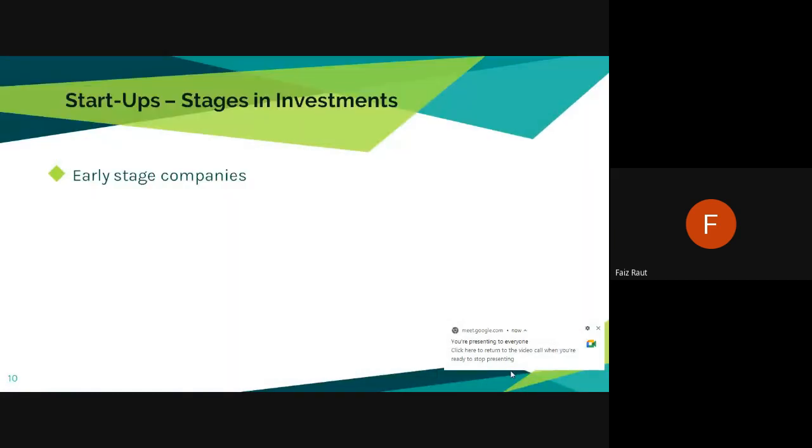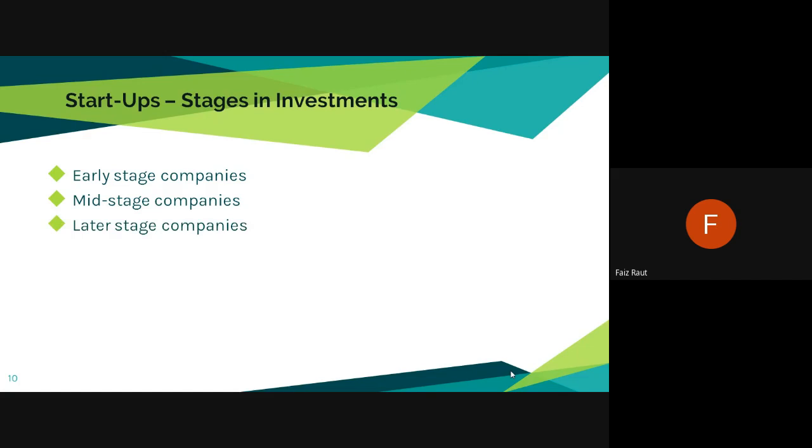So when you are starting a business, you will invest your money, then you will go to your family, then you go to your friends. So that comes in early stage companies. Okay, then once you set up your business, start selling your products, then your market has been developing. People come to know about your product. Then you started expanding your products in the region. Then you are a mid-stage company.